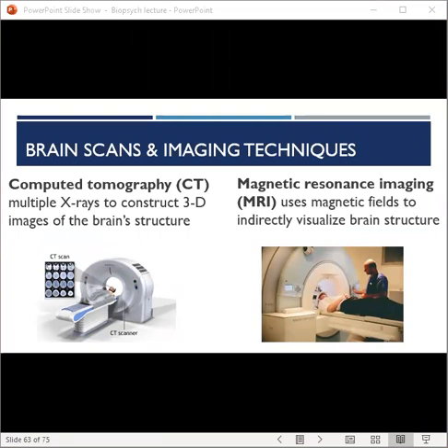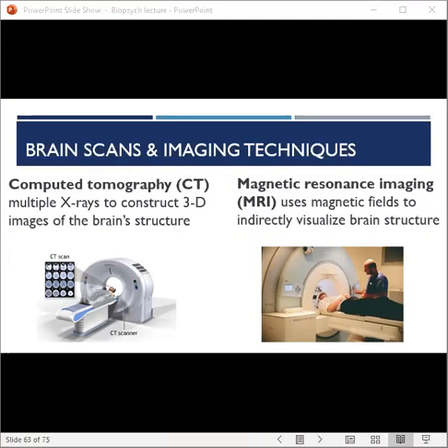A revolution in brain research occurred with the advent of brain scans, or neuroimaging, methods that allow us to peer inside the brain structure, function, and sometimes both. A CT, or computed tomography scan, uses a series of X-ray images taken from different angles, and then it uses computer processing to create a cross-sectional image. It sort of takes slices of the brain.